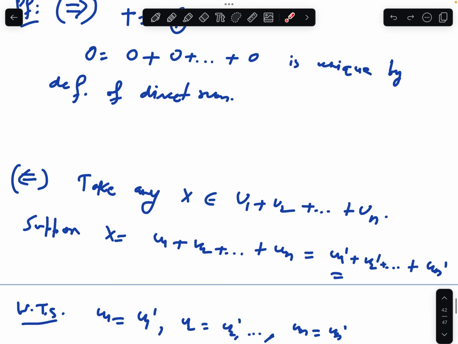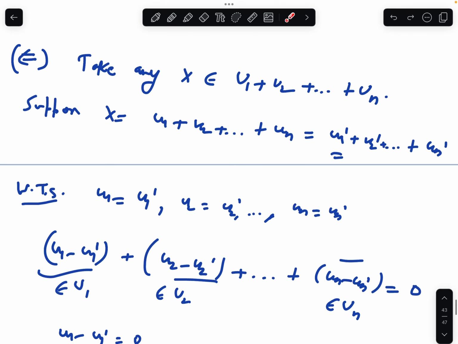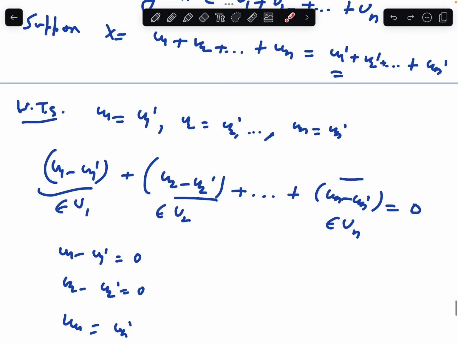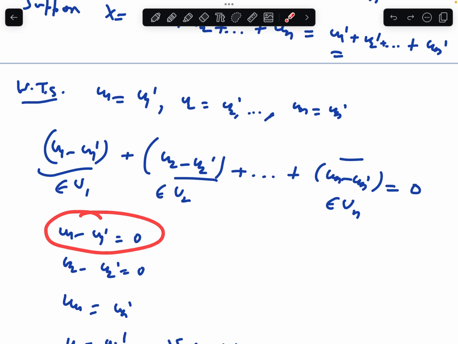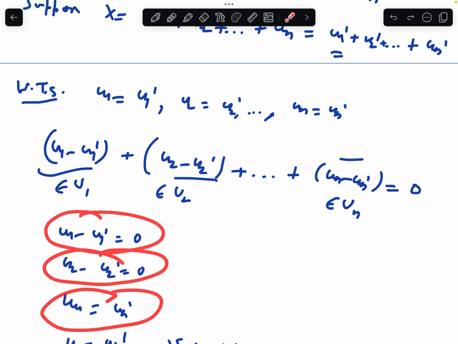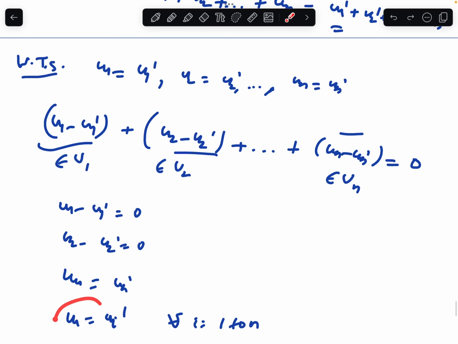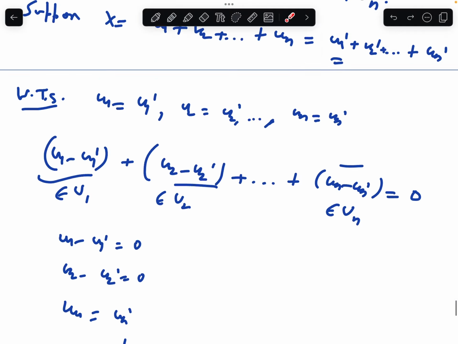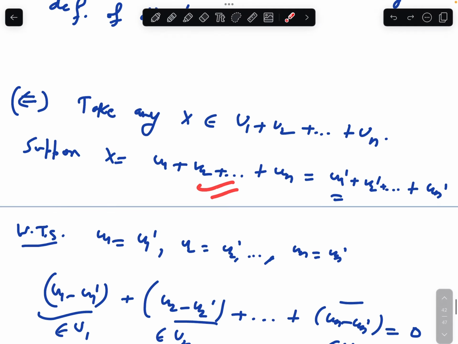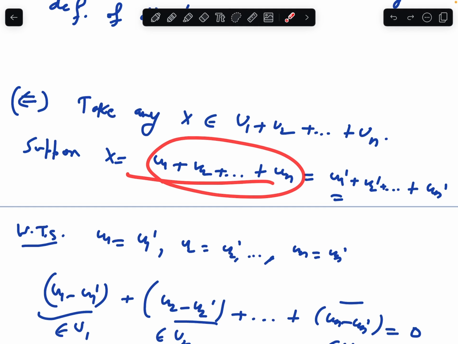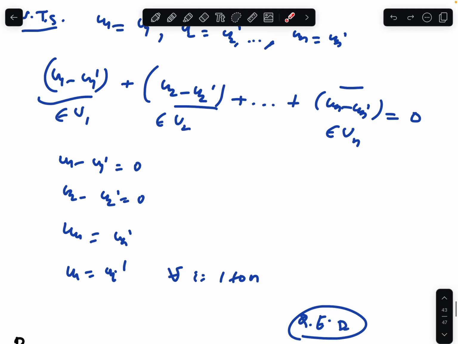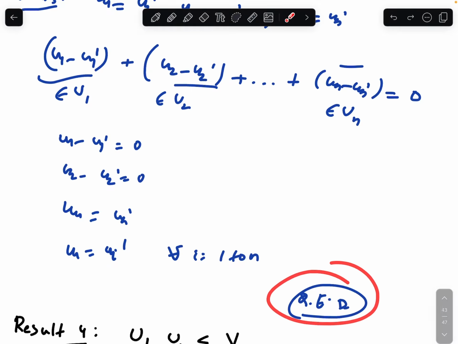So what does this mean? It means that this has to be 0, this has to be 0, this has to be 0. That is, u1 equals u1 prime, u2 equals u2 prime, un equals un prime. In particular, ui equals ui prime for every i from 1 to n. That means this is a unique representation. There is no other representation. This is the only representation of x. Therefore, it is a direct sum. So this proves this result.